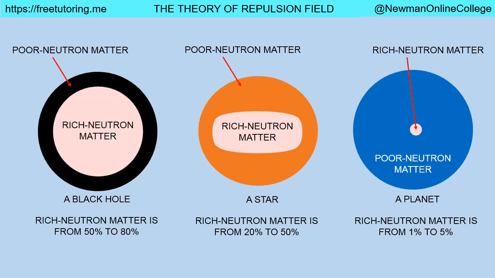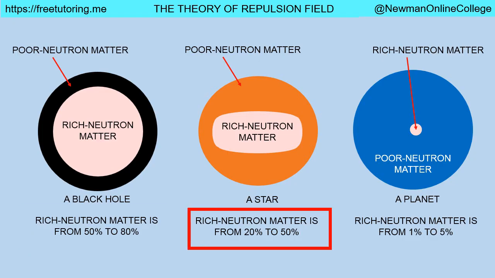Second, the bigger a heavenly body is, the higher the percentage of rich neutron matter it contains. The smaller a heavenly body is, the lower the percentage of rich neutron matter it contains. Extremely big heavenly bodies, like black holes, contain a very high percentage of rich neutron matter at their cores. For example, more than 50%, let's say, from 50% to 80% of their masses is rich neutron matter.